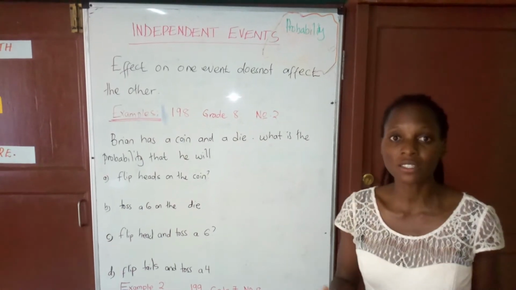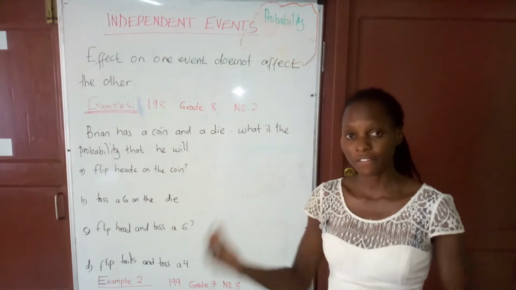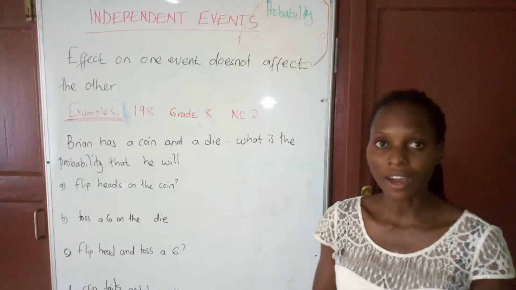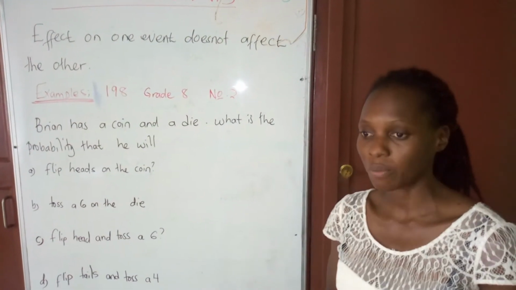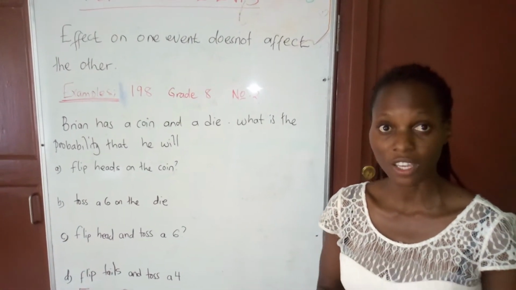We had probability last week, and then we looked at the sample space: tossing a coin, flipping a coin, tossing a dice, then picking a card from the different cards that are given. And there we were simply looking at the sample spaces. Today we are going to look at independent events.